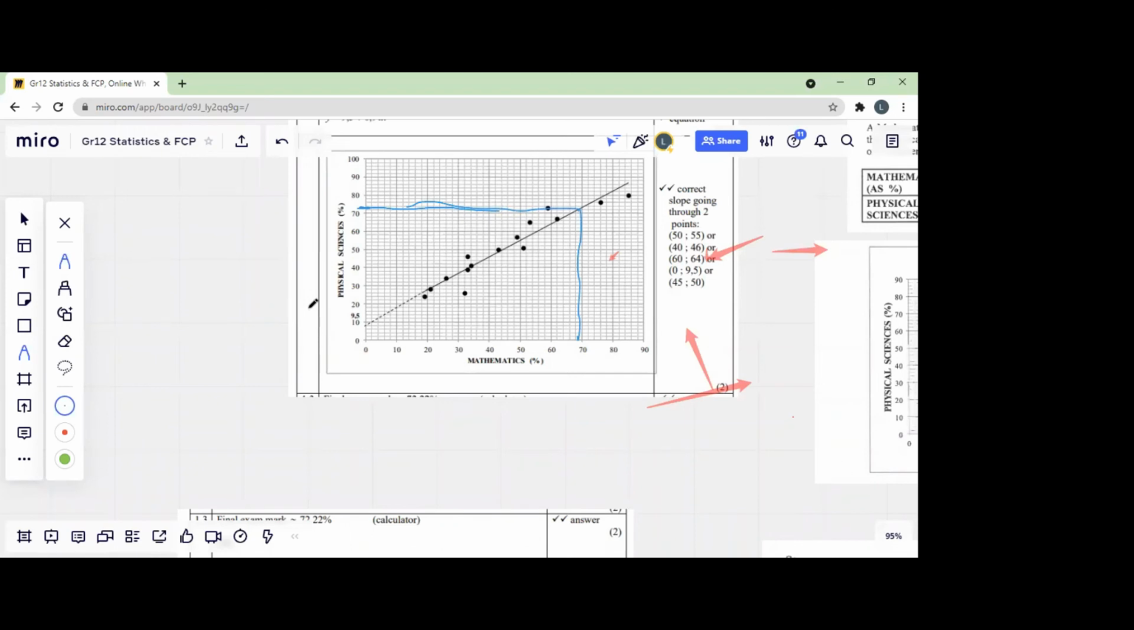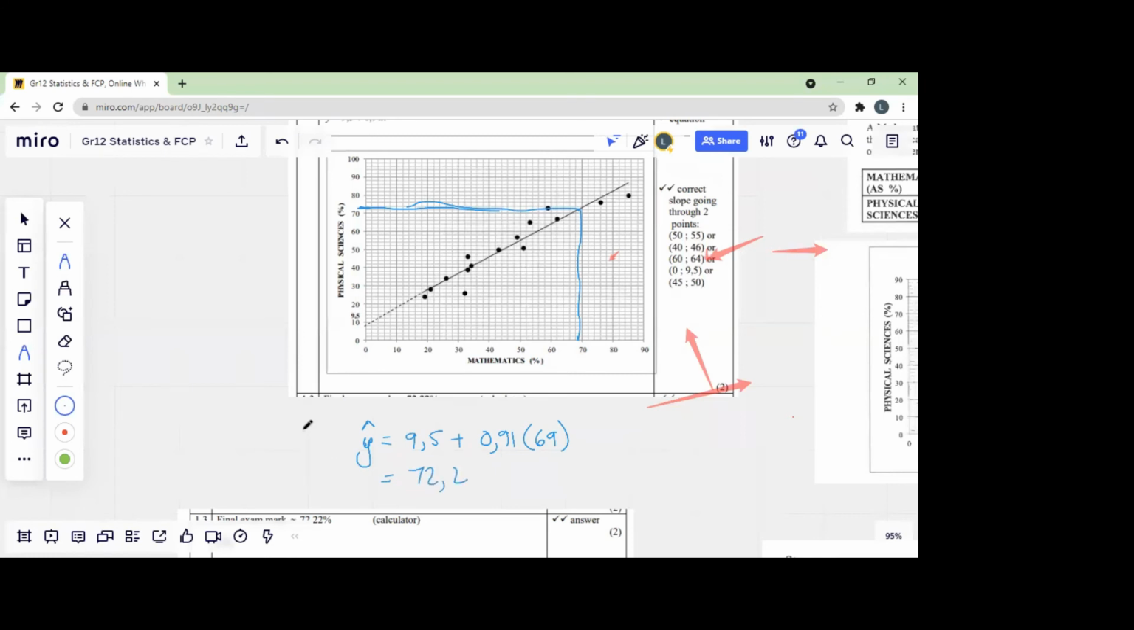If you choose to read off the graph, you must show that you've decided to do that. Otherwise, it's 0.91. Round to 2 decimal places. Or the other way that you could do this is you could sub in. So this is 9,5 plus 0,91, and we wanted to sub in 69.